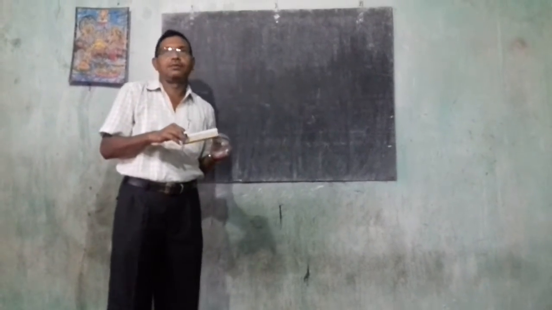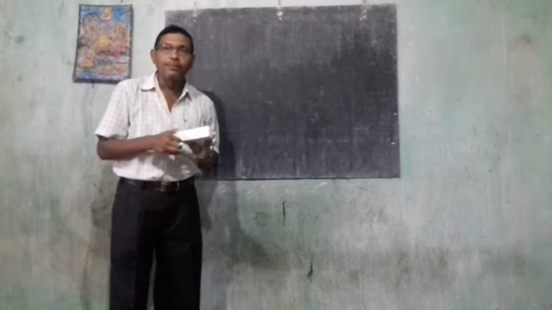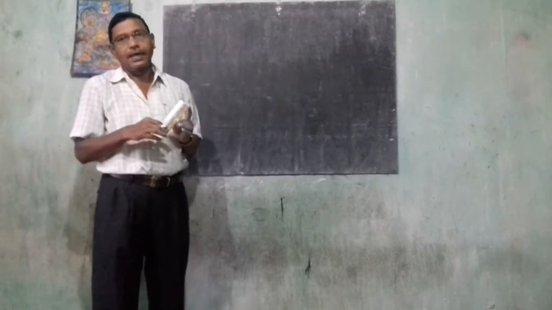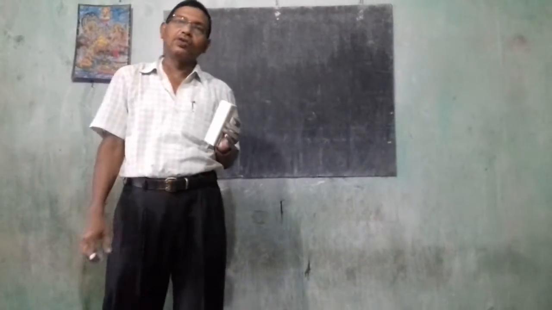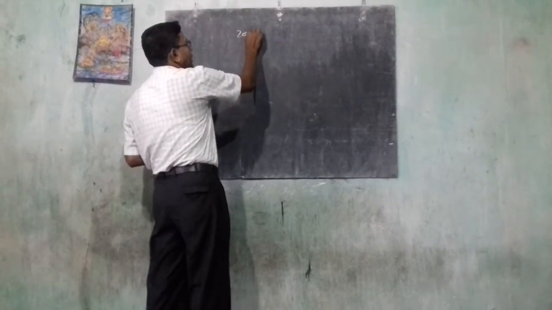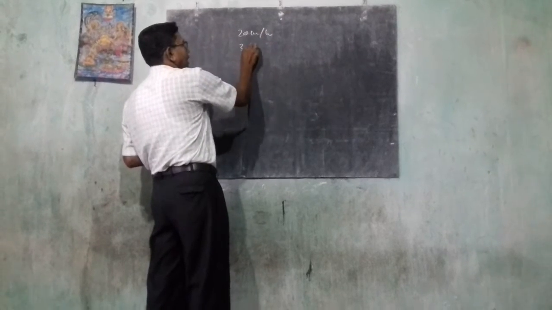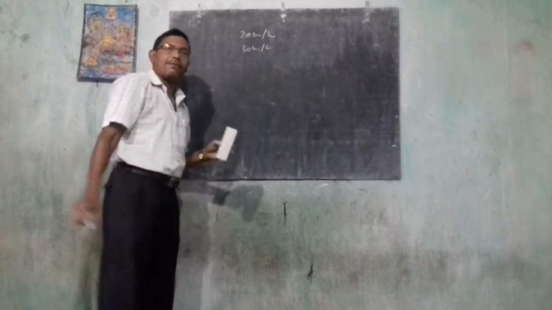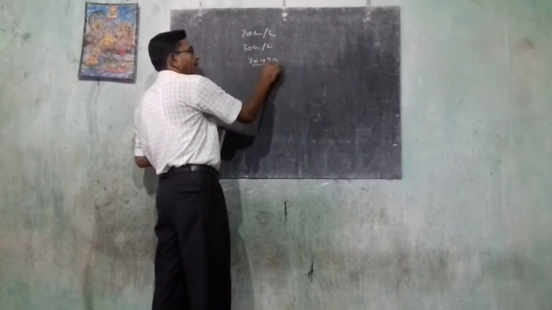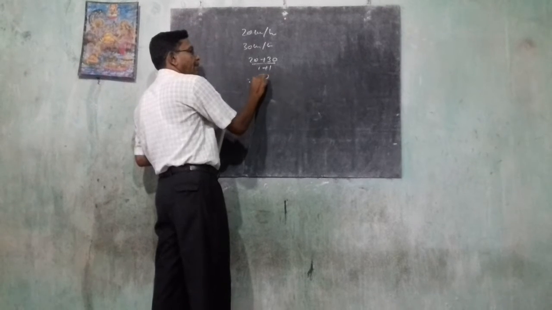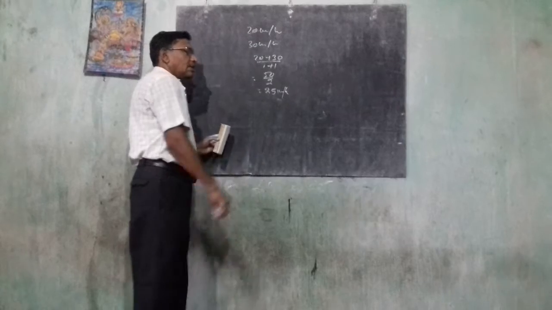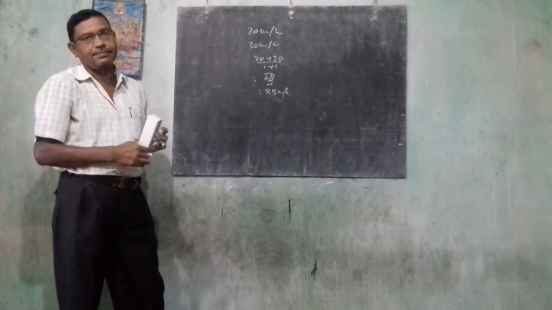Now, suppose a person moves at 20 km per hour and another person goes at 30 km per hour. One person at 20 km per hour, another at 30 km per hour. What is the average speed? Average speed is 20 plus 30 by 1 plus 1, equal to 50 by 2, equal to 25 km per hour. It is known as average speed.